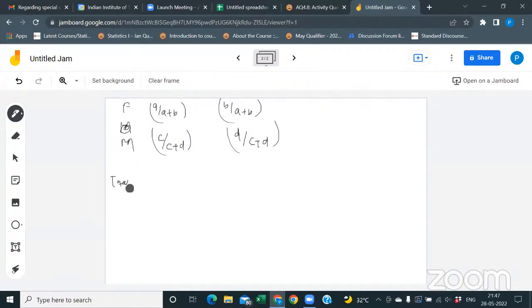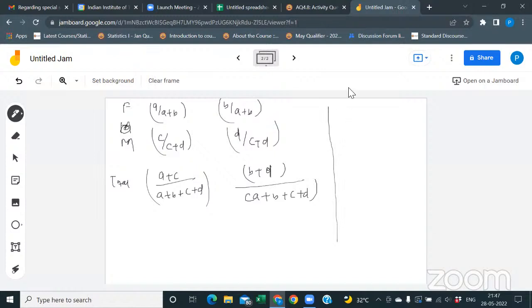So for the total row, can I write A plus C divided by A plus B plus C plus D? And for this one, B plus D divided by A plus B plus C plus D, right? Here the total was A plus B, here the total was C plus D, and the grand total was A plus B plus C plus D. For the total row, A plus C divided by this grand total, and B plus D divided by this grand total.